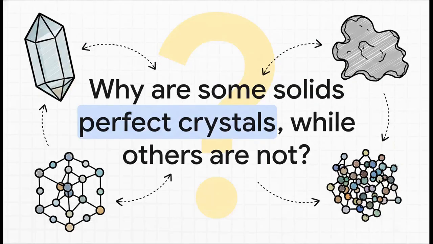And this brings us right to the central mystery we're tackling today. Why is it that some solids, like say a quartz crystal, are so geometrically perfect, while others, like a chunk of plastic, just seem totally random? What is the fundamental difference that makes them behave in such completely different ways?